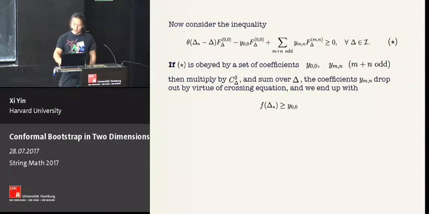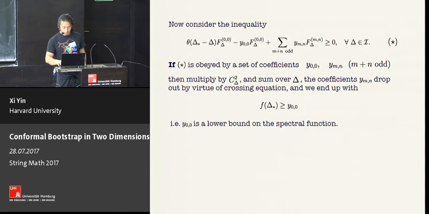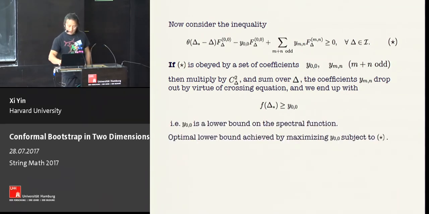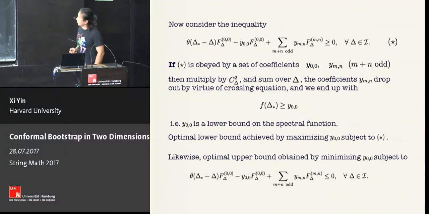So the point is that if I can find such coefficients, then that produces a lower bound on the spectral function as a function of delta star. So for each delta star, I do this once, I get a lower bound. For another value of delta star, I get another bound. Okay. And an optimal lower bound will be achieved by maximizing y0,0 subject to this inequality. This is, again, a standard kind of problem that can be solved numerically with semi-definite programming. There's an opposite inequality you can do to get an upper bound.